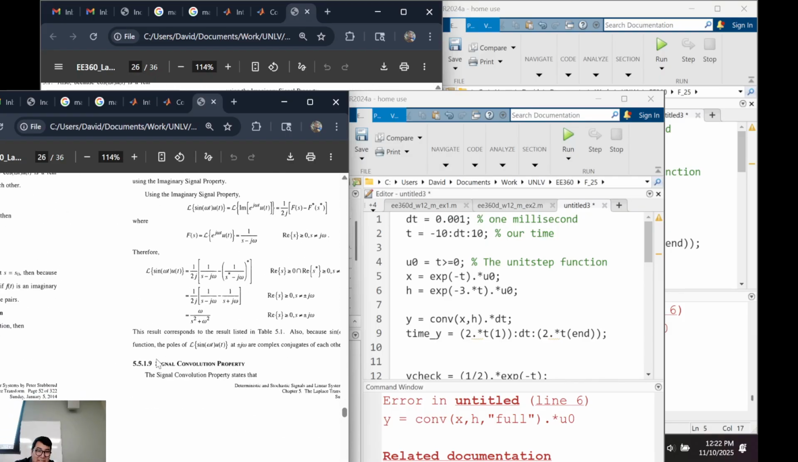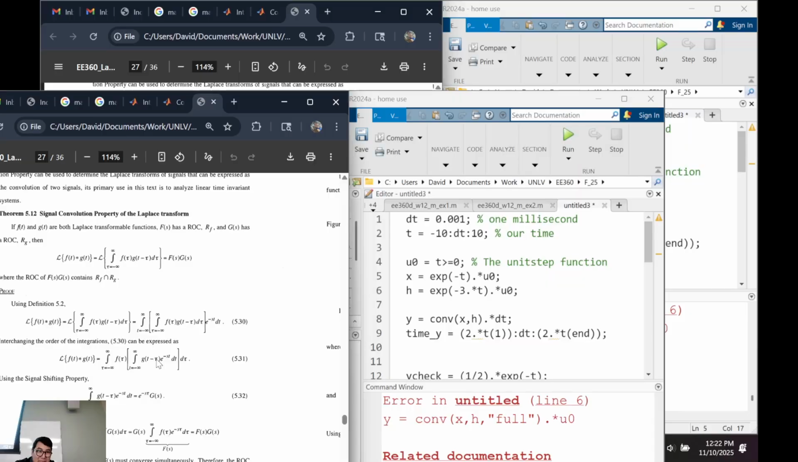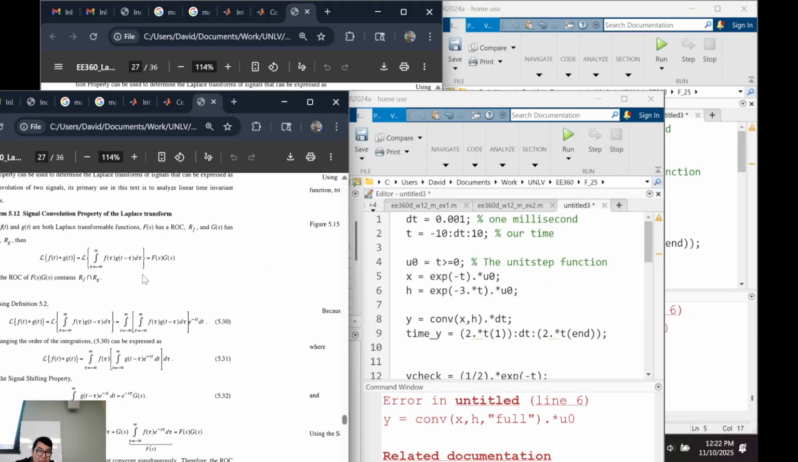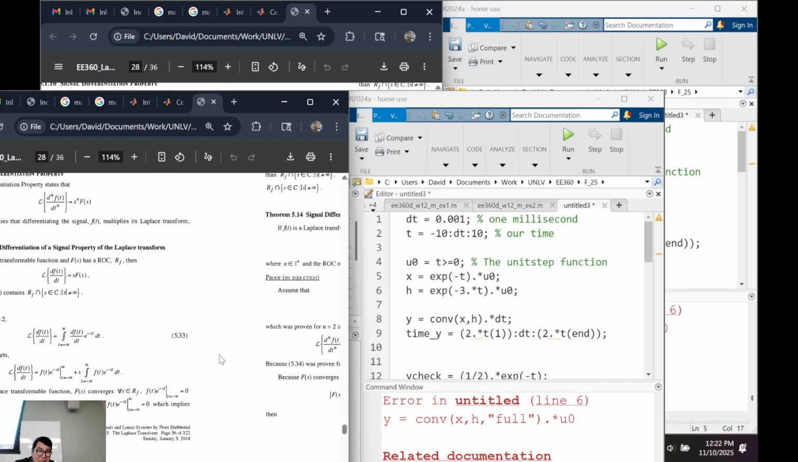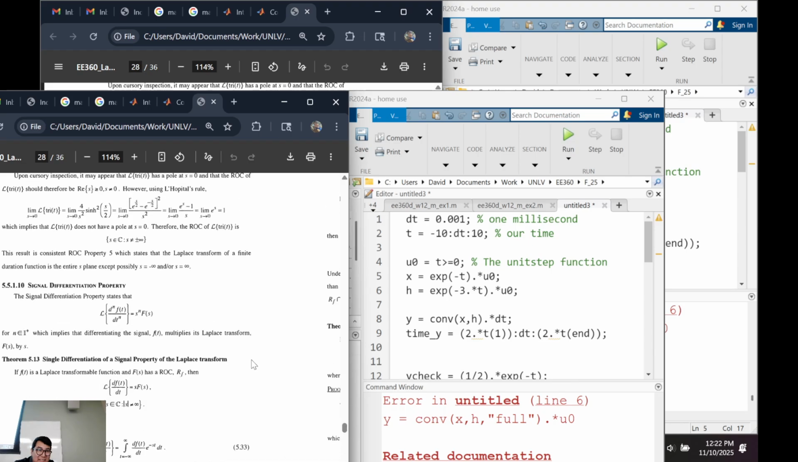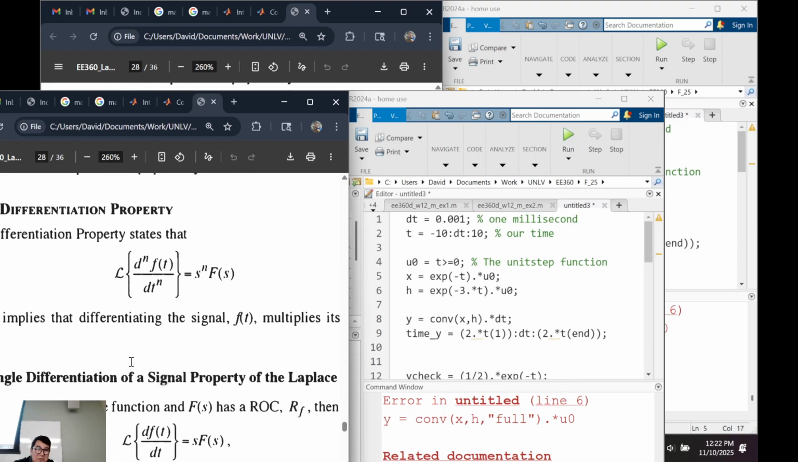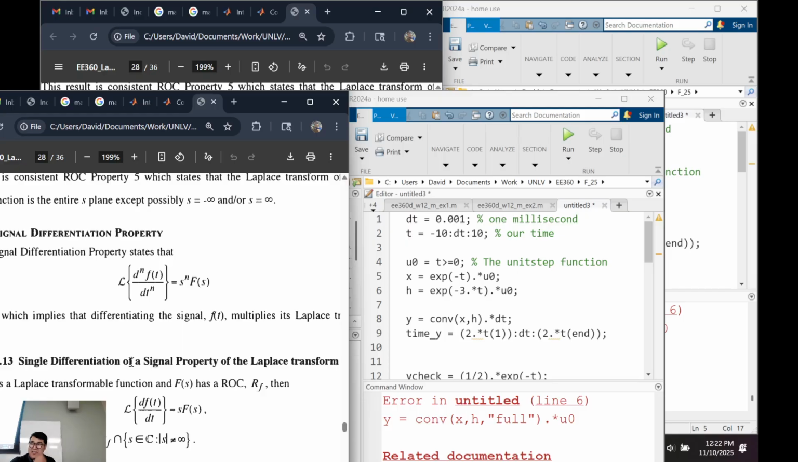Imaginary signal properties. Let's see. Signal property. Convolution. No, I don't like these. I want to get to the fun part. Oh, is this it? Yeah, this is it right here. So here's another part you got to memorize. And this is where the goody parts come into play, and I want to show you this.